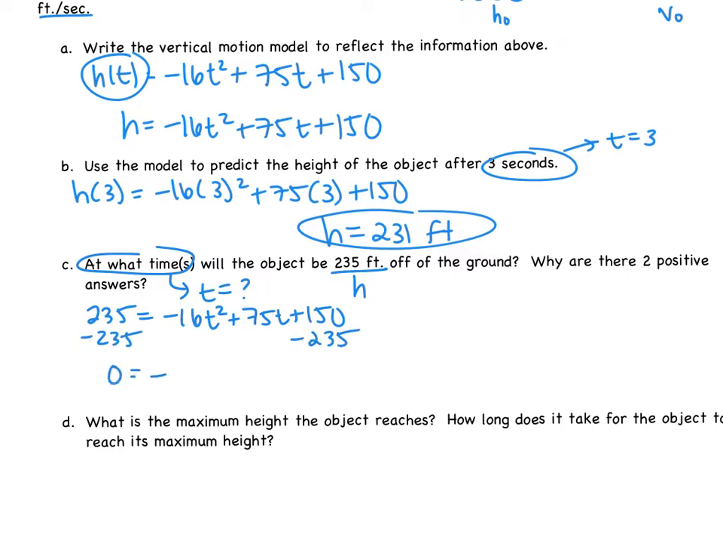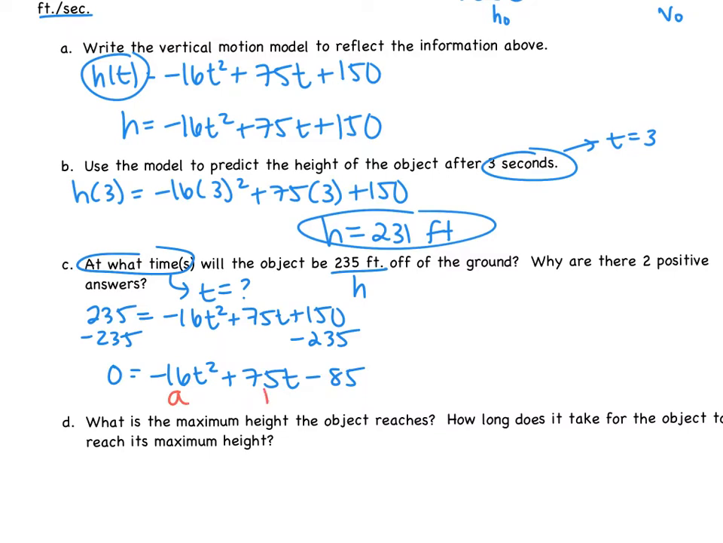And I get 0 equals negative 16t squared plus 75t subtract 85. Okay, in terms of our different solving methods, we have factoring, the square root method, quadratic formula, and completing the square. Now, square root method is not going to work here. You could try to factor this. I would suggest that you don't because the numbers are so big. Completing the square won't be very efficient here either. I think our best option is to use the quadratic formula.